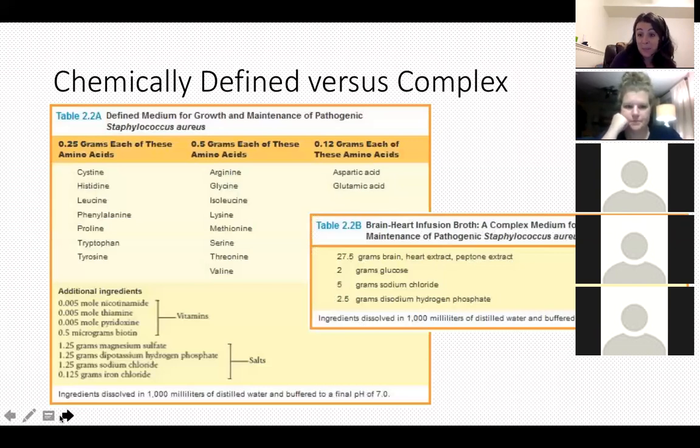Chemically defined media is a pain in the butt to make also. I've done it and it's a lot of work, adding all these teeny tiny amounts of everything.